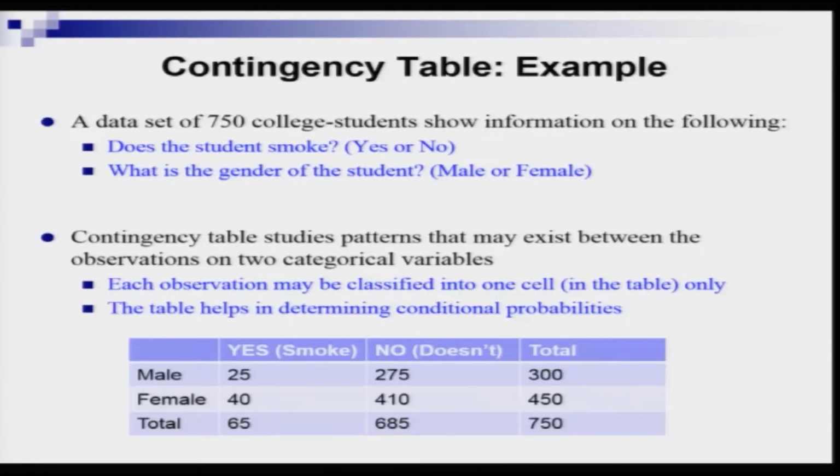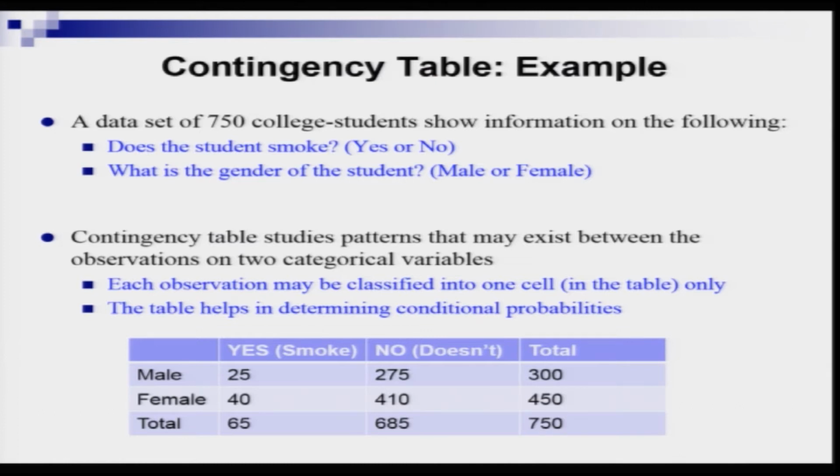Here a contingency table studies patterns that may exist between the observations on these two categorical variables, smoking habit and gender. Each observation in the cells of the contingency table may be classified into one cell only. Okay. So, one observation cannot appear in multiple cells. The second point, which is very interesting about this contingency table, is that it helps us in determining conditional probabilities and other types of probabilities.